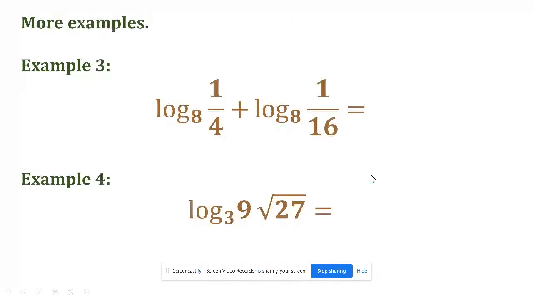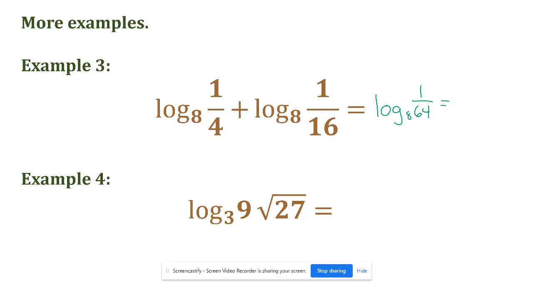So let's do a couple more examples related to this. Here we've got some fractions. And remember, when we're talking about exponents and logarithms, fractions are the result of negative exponents. So again, I'm going to start by combining these using my rule. I can multiply these numbers together. So I'm going to have log base 8 of 1/4 times 1/16. When I multiply those, I get 1 over 64.